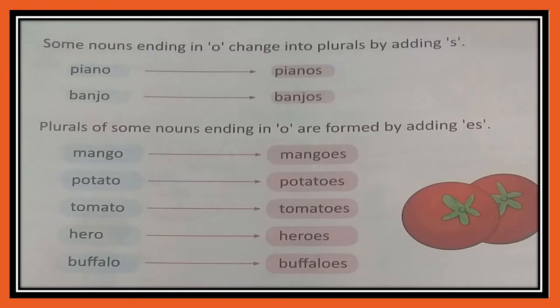So, when the word ends with O, in some words we add E-S, like mango, mangoes, potato, potatoes, tomato, tomatoes, hero, heroes, buffalo, buffaloes. But there are some nouns which end with O, but there we don't follow the rule of ES, rather we add only S, like piano, pianos, banjo, banjos.